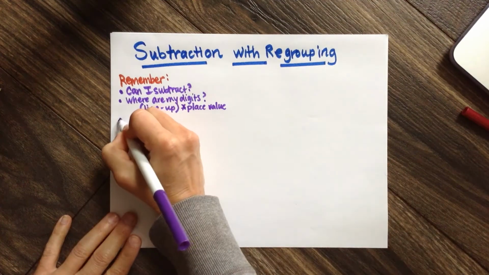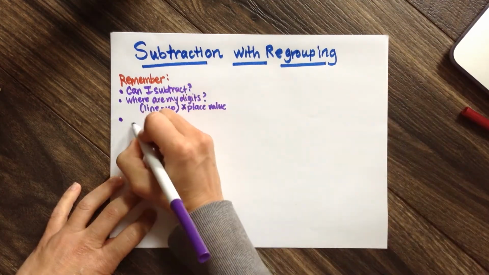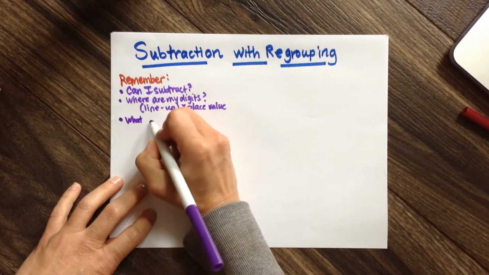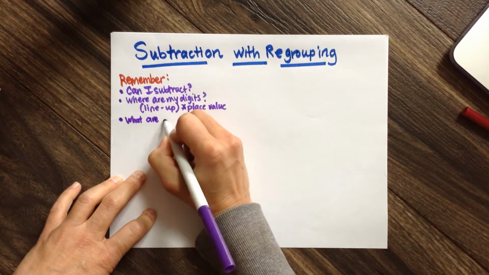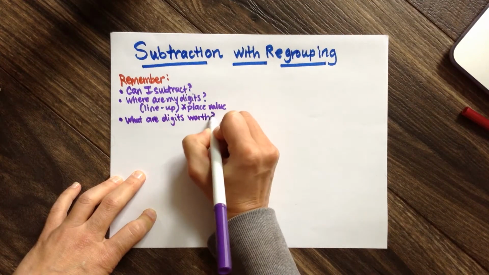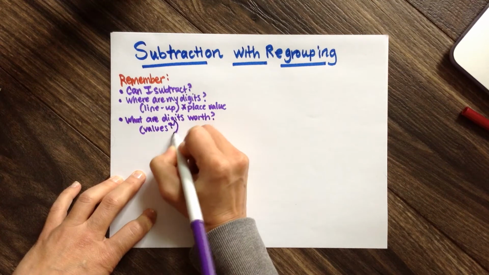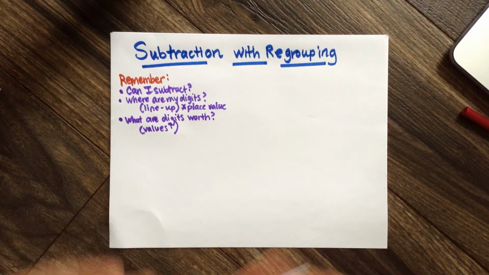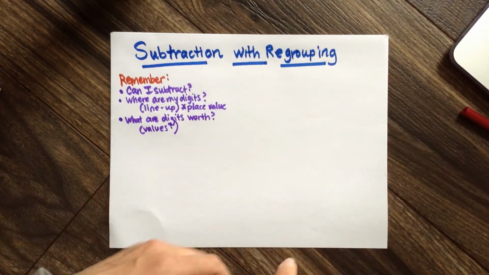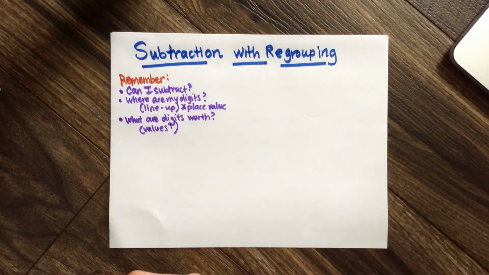And the last thing I want to remind myself is, what are the number values? What are my numbers worth? What are my digits worth? What are their values? Okay? And that will help us when we have to do what we call regrouping. So let's do a problem together and just remind ourselves, because I think a lot of us probably know most of this, so this is going to be a little bit of a review for you.